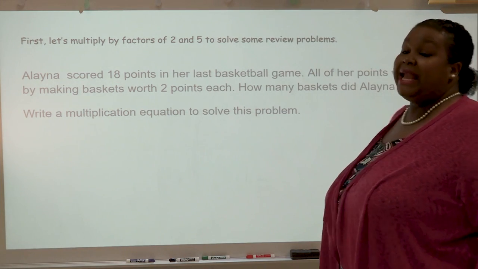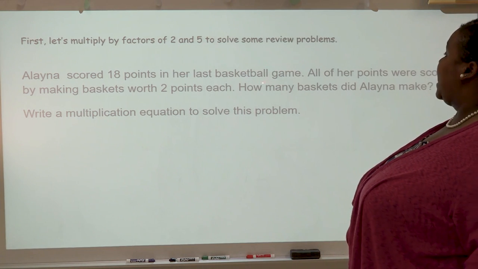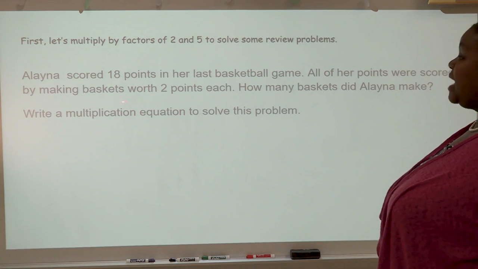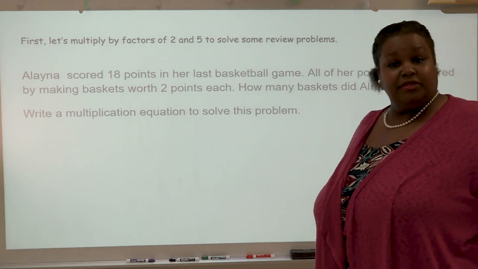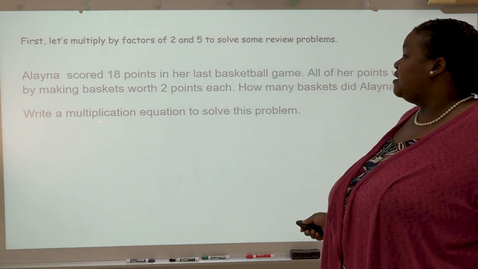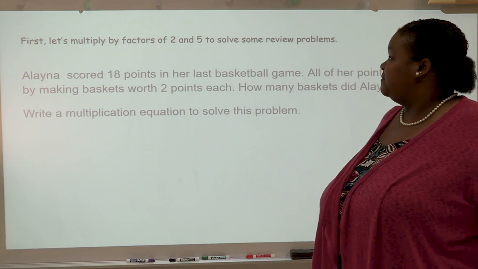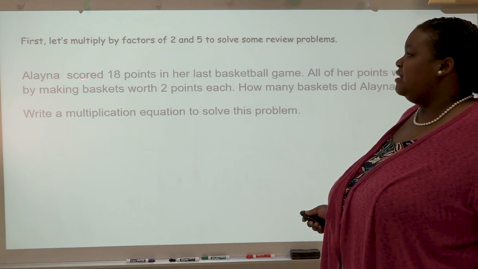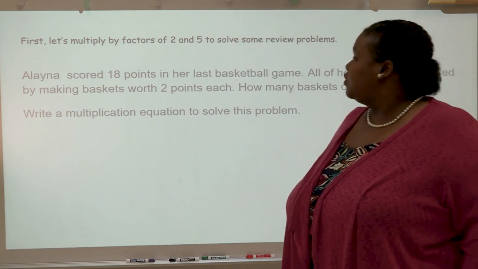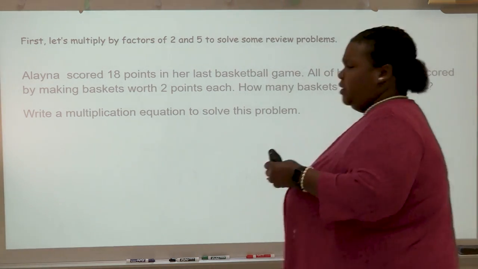All right, I have a student, Elena. Let's see what Elena's doing. Elena scored 18 points in her last basketball game. All of her points were scored by making baskets worth 2 points each. How many baskets did Elena make? Now we're going to solve this by writing a multiplication equation to match it. Okay? So I know Elena scored 18 points playing basketball. All of her points were scored by making baskets worth 2 each. So let's start breaking this one apart.